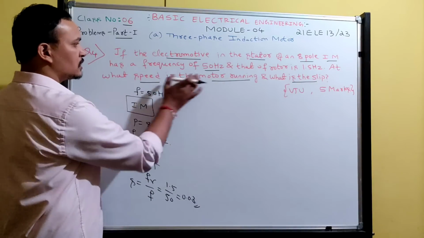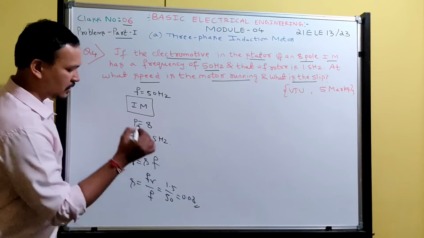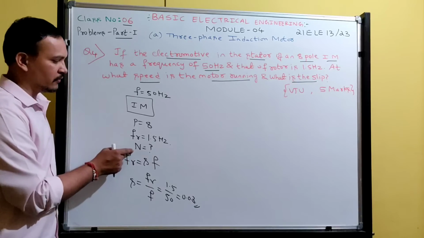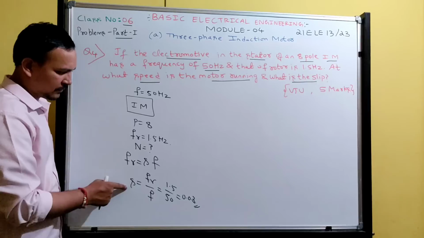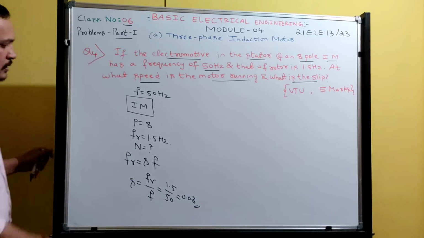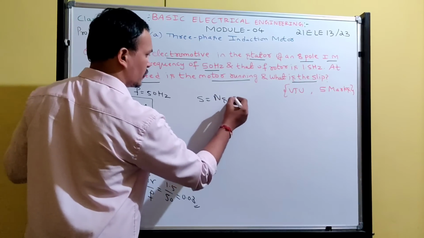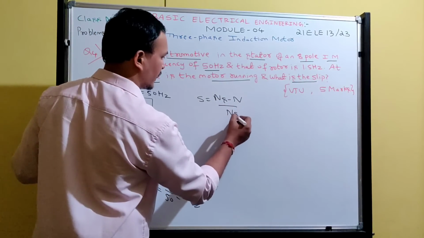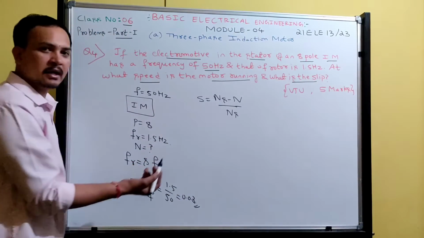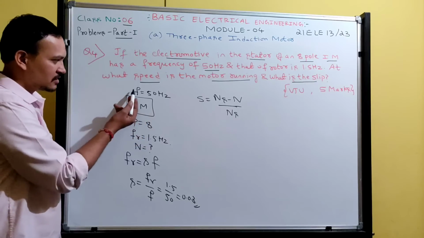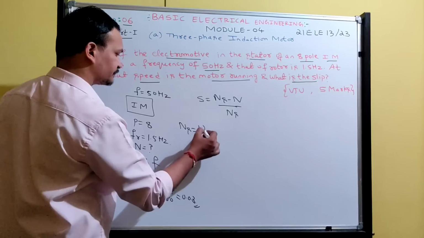Next is, what is the speed of the motor? That means you have to calculate the value of N. To calculate the value of N, I need the Ns value. If I know Ns and slip, I can easily calculate N. See, N is calculated by this formula: S is equal to (Ns minus N) by Ns. I know the value of slip, 0.03. Ns, how can I calculate Ns? By using supply frequency and poles. So let me calculate Ns first.